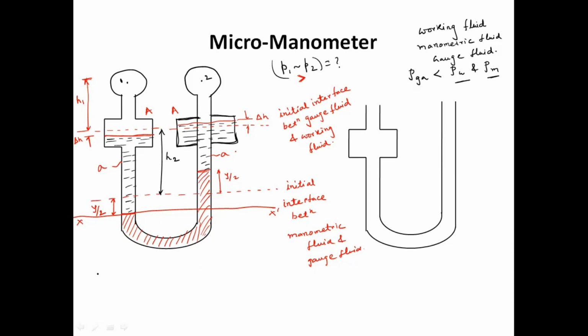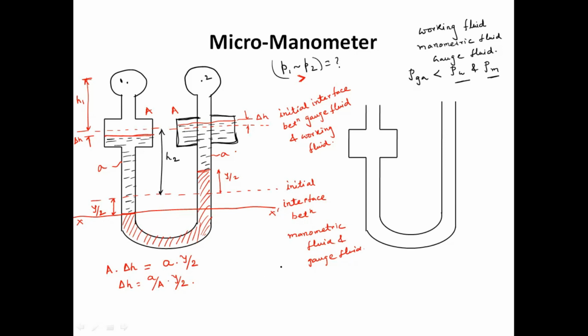So first write down the continuity equation. The continuity equation is very easy. The area of the well or reservoir into how much the level drops can be compensated by the tube area into the level rise of the gauge fluid, Y. No doubt about it. So delta H is equal to small a by capital A into Y.